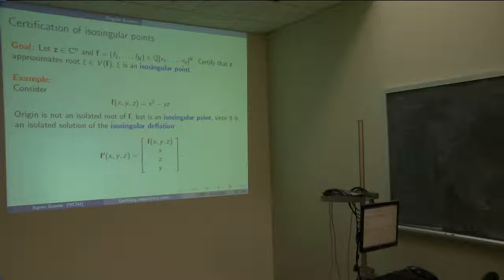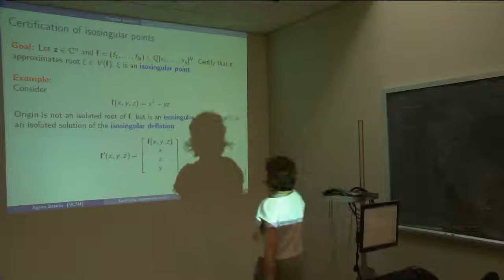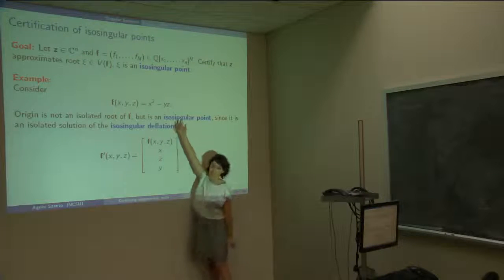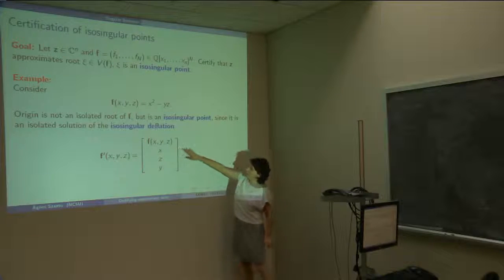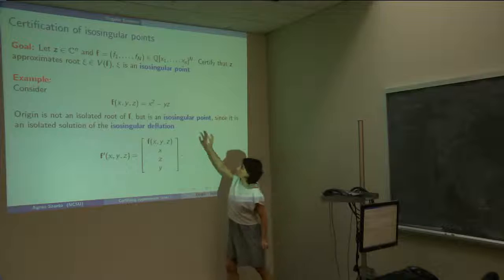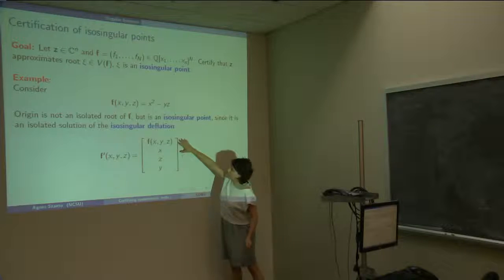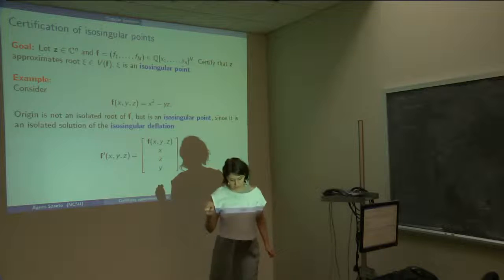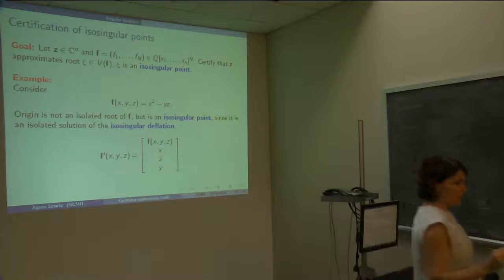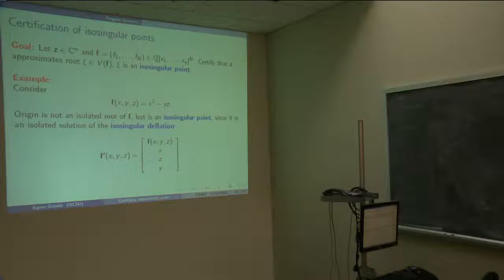Iso-singular points are points that may be roots of a system that has a positive dimensional solution, like here, it's like a surface, but then, as I will describe, you deflate the system, and the roots of the deflated system are now isolated. So it's maybe not an isolated root of the original system, but once you deflate it, the deflated system will be isolated.